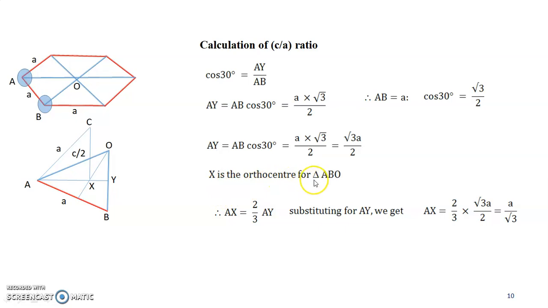Next, we are considering the triangle ABO, this triangle. So we know AX equals 2 by 3 times AY. So AX equals 2 by 3 into the calculated value AY. The calculated value AY is root 3 by 2 into a. So substituting, we calculate AX equals a by root 3.